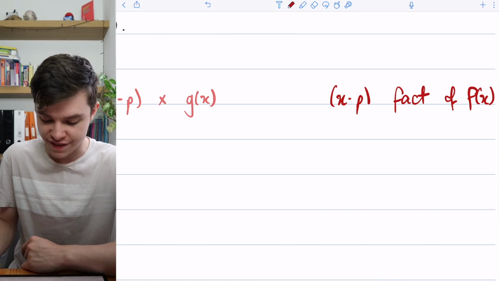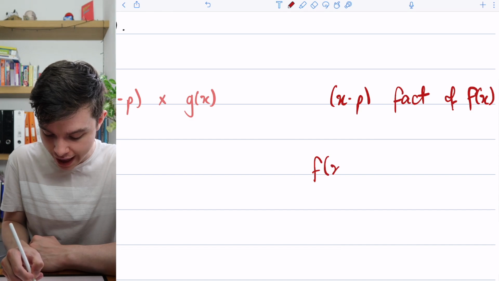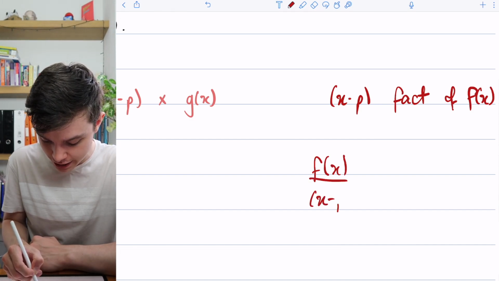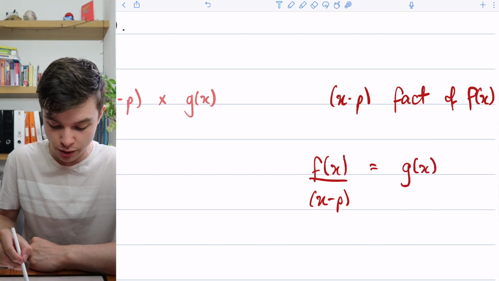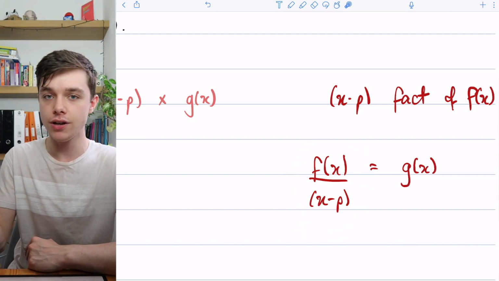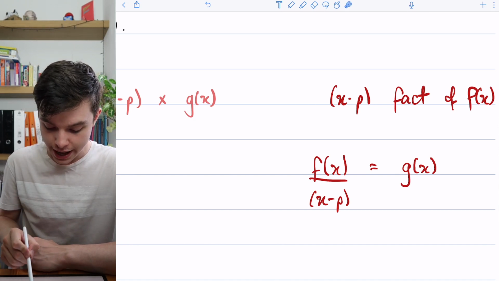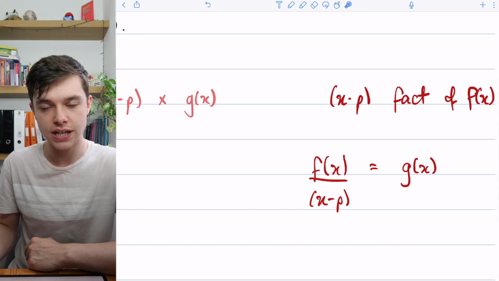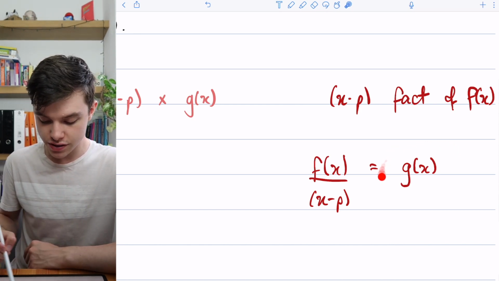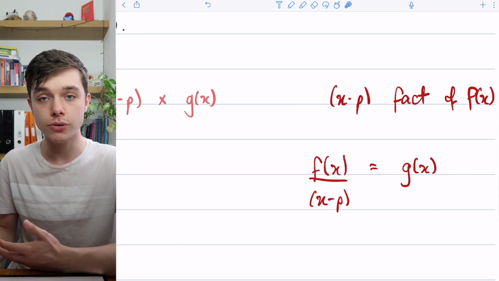If you think back to the factor theorem, f of x divided by x minus p gives me a nice function. If you were to do algebraic division on this, grid method or long division, the x minus p would go in nicely, and because it's a factor, you'd have a remainder of 0, and then you'd just take your quotient. g of x would be your quotient, okay?